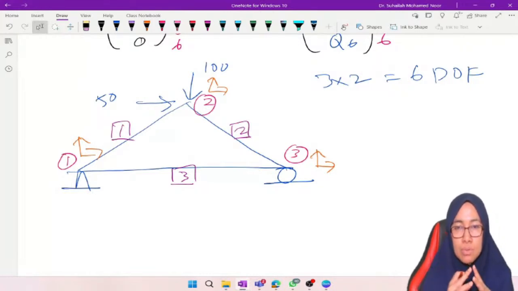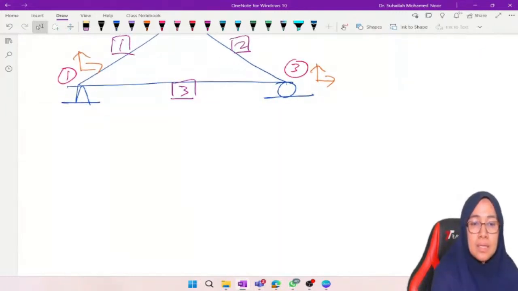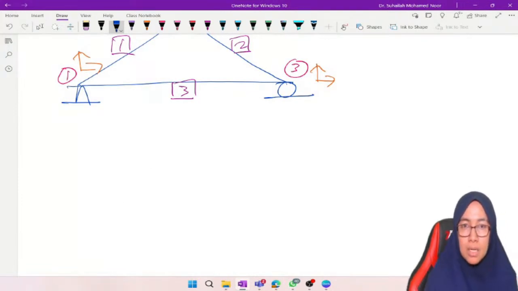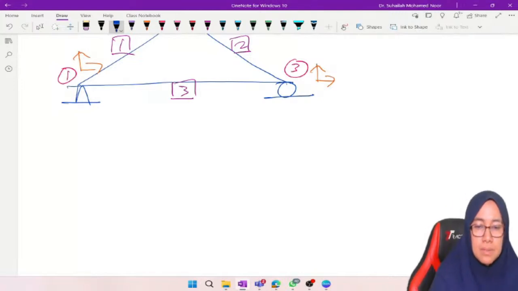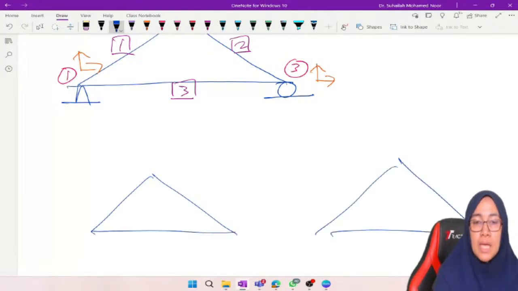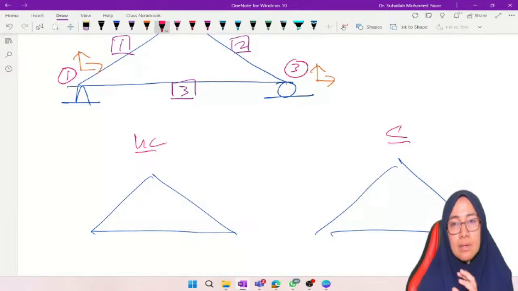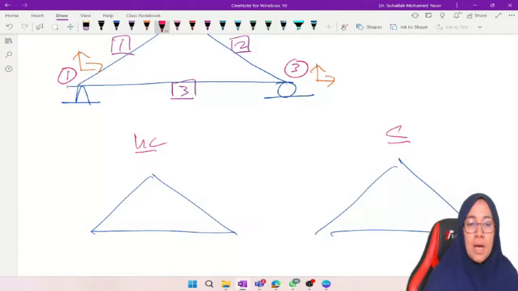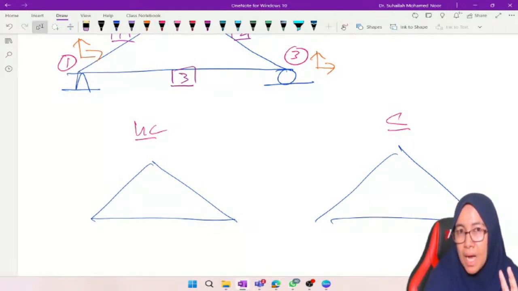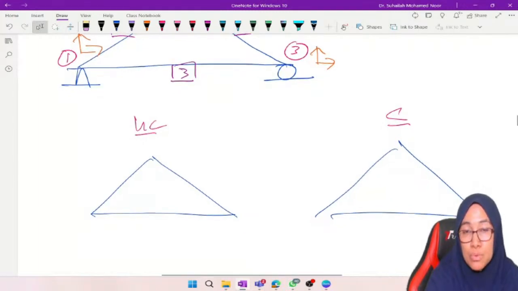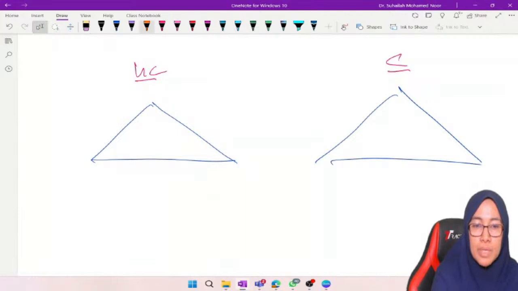Okay, so in order to number this correctly, we sketch the diagram again, just for the purpose of labeling. Okay, this is unconstrained, constraint, unconstrained, constraint. Looking at node number 1, there are 2 degrees of freedom. So we have to put 2 here.